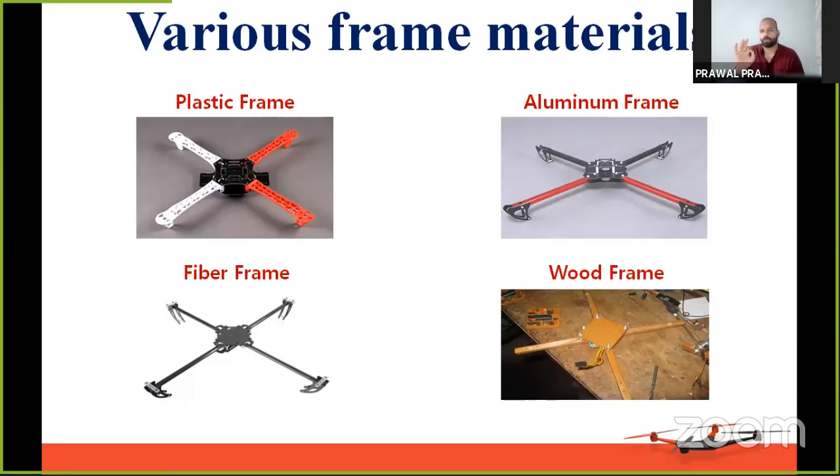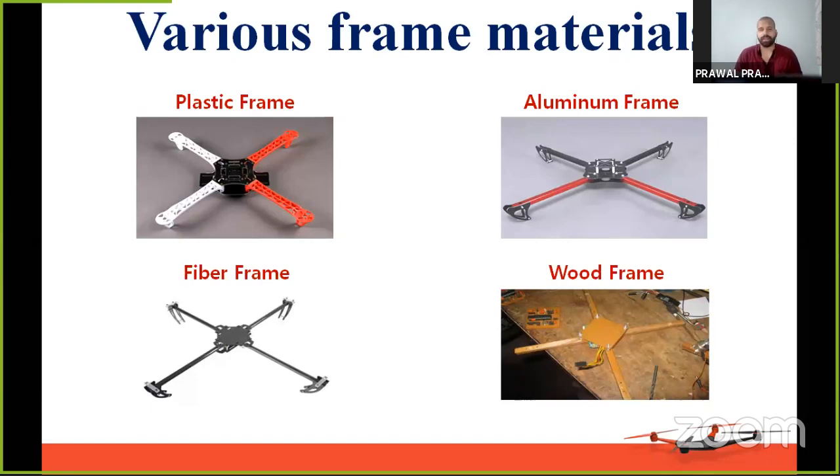Best to make your drone: fiber frame. Nothing can be better than a fiber frame. Very light in weight, very strong. Only disadvantage, and the most important disadvantage, is that it's going to be very costly. That's why we avoid using fiber frame, because it's very costly. Not very easily available also, plus very costly. So we avoid it.